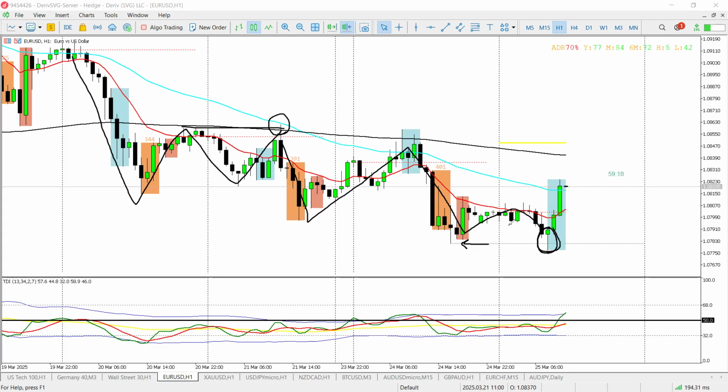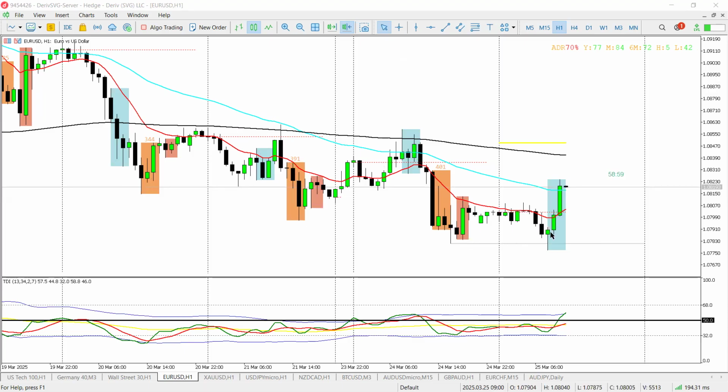So each time I get a nice rejection or a nameable candle on a higher time frame point of interest, for example here on H1, it just gives that area a high probability of playing out. So after that played out, this was also during the London Open, by the way.